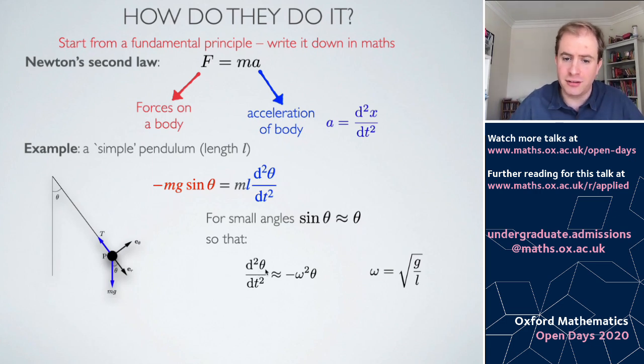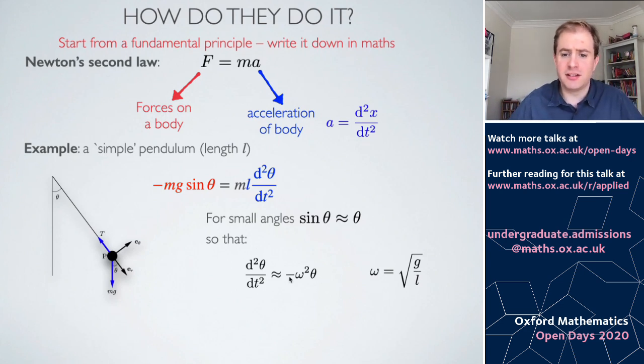It becomes just the second derivative of theta with respect to time is equal to minus some omega squared times theta. Okay. Now this omega, you'll see, doesn't depend on the mass of the object, and I'll come back to that in just a second. But it's what turns out to be called the frequency.